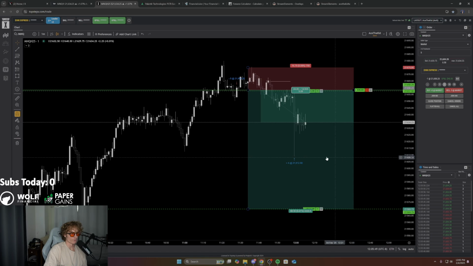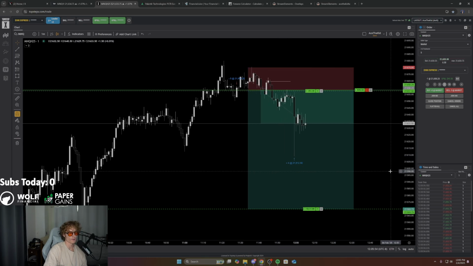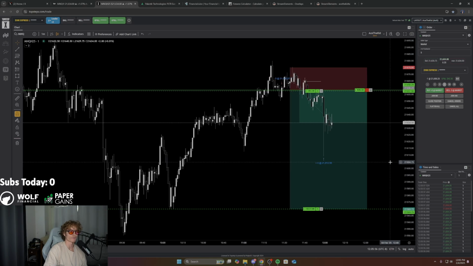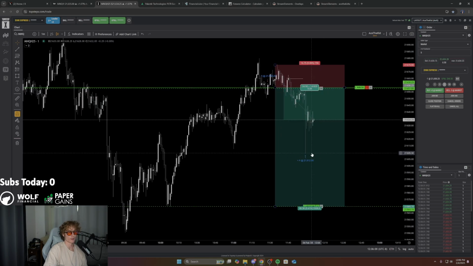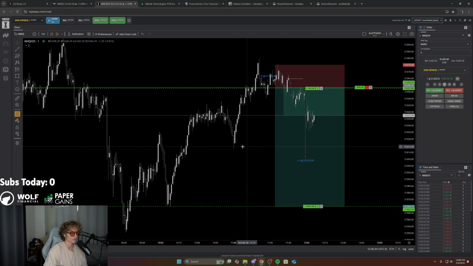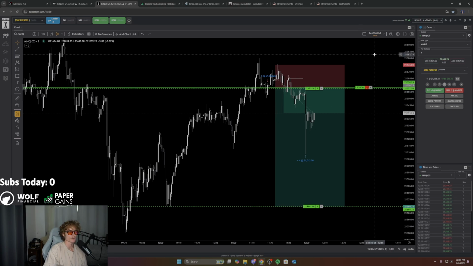Honestly, 45 points is all right. We generally target way bigger than 45 points, but it was the low-hanging fruit in this setup, and I was happy to take some profits there, seeing how hard we bounced from that internal liquidity low. So very happy with the trade so far. We're going to let it play out with the last runner and see where price wants to go.